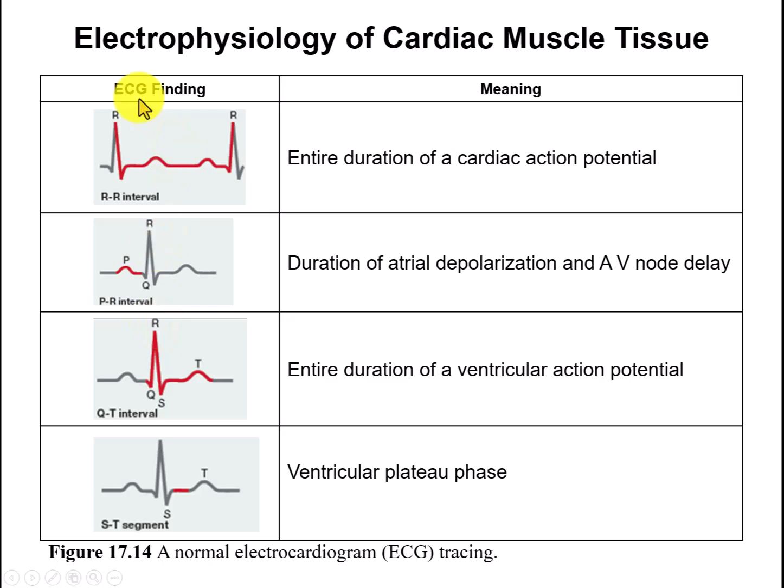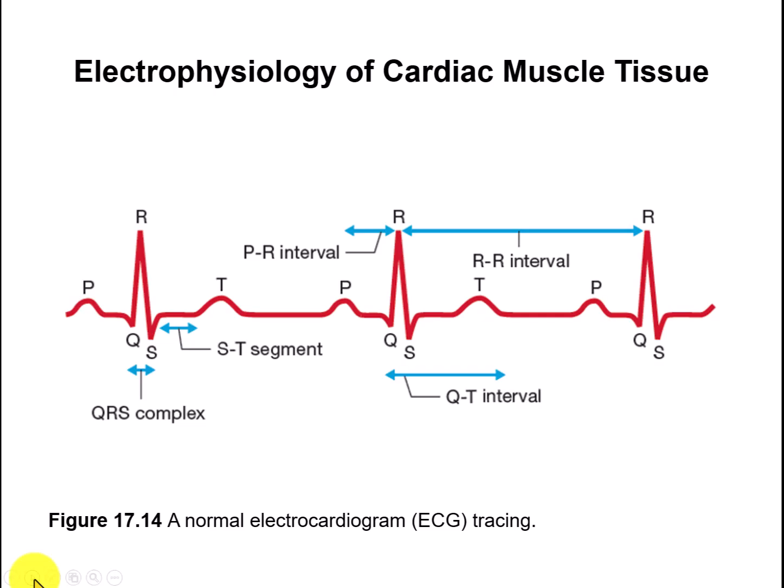You can also look at other things on our ECG. R to R is a complete cardiac cycle, so a complete cardiac action potential. A P to R interval is the duration of atrial depolarization and the AV node delay. From the Q to T interval, this is the entire duration of ventricular action potential. And then that ST segment is the plateau phase, which allows the ventricles to completely fill before they contract. Here it is all put together with all the different intervals and segments in an ECG.